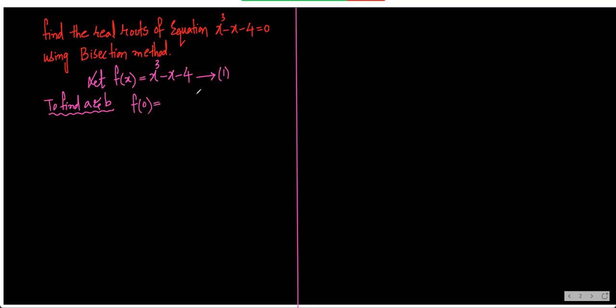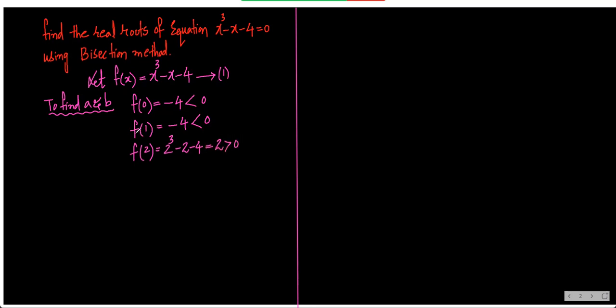To start our work with f of 0, if you put 0 here, you will get negative, that is minus 4, less than 0. And if you put 1, you will get 1 minus 1 minus 4, that is minus 4 only, which is less than 0 again. Means we have to go for another value. Let us find out f of 2. 2 to the power of 3 minus 2 minus 4. 2 power 3 is 8. 8 minus 6 is 2. 2 means greater than 0.